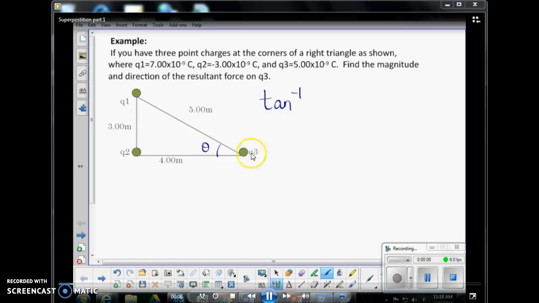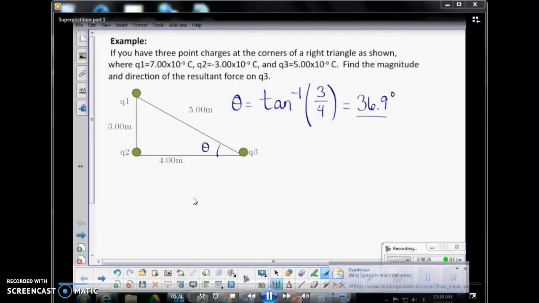I want to find the angle here with respect to particle number 3. In our question it says find the magnitude and direction of the resultant force on Q3. So I need to know the angle of Q3 right here with respect to particles number 1 and number 2. So to do that, I'm going to take the inverse tangent of the opposite over the adjacent side, so 3 over 4, and you get 36.9 degrees. Make sure your calculator is in degree mode, not radian mode.